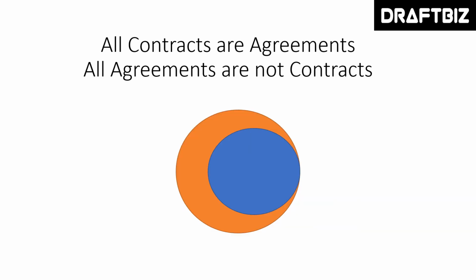All contracts are agreements, but all agreements are not contracts. A contract is basically an agreement which is enforceable by law. Therefore, in order to better understand this line, you can go through this diagram. The orange portion signifies those agreements which are not enforceable. Therefore, they are not contracts. Whereas the blue portion, which are enforceable by law and qualify through all the legal mandates of enforceability, are valid contracts.